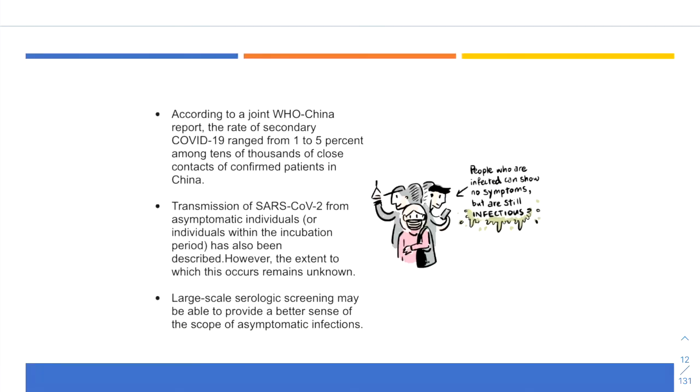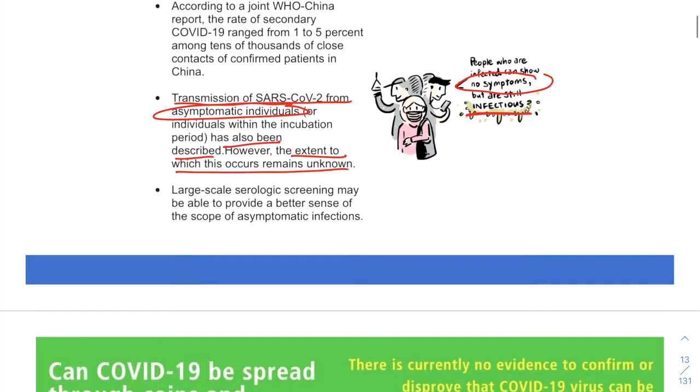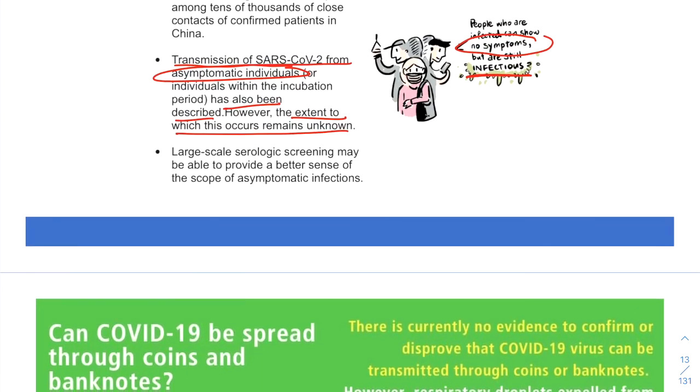Now, one very important point to note is that people who are infected can show no symptoms at all, but they still can be infectious. That is the transmission of SARS coronavirus from asymptomatic individuals. The novel coronavirus has been described from asymptomatic individuals also, but the extent to which this occurs still remains unknown, and large screening studies and serological studies need to be done to know the scope of asymptomatic spread of the infection.